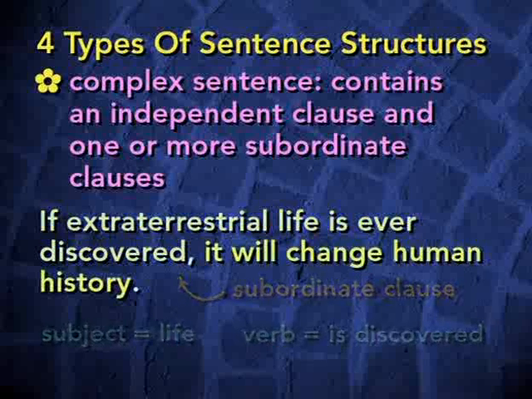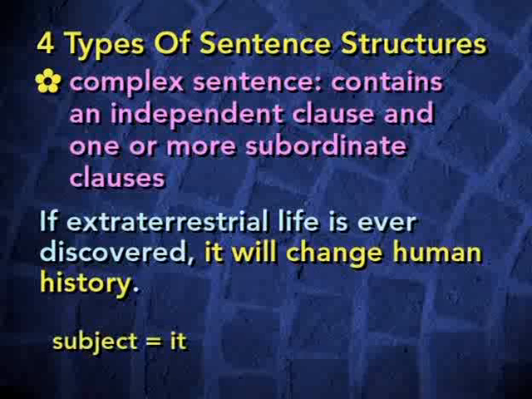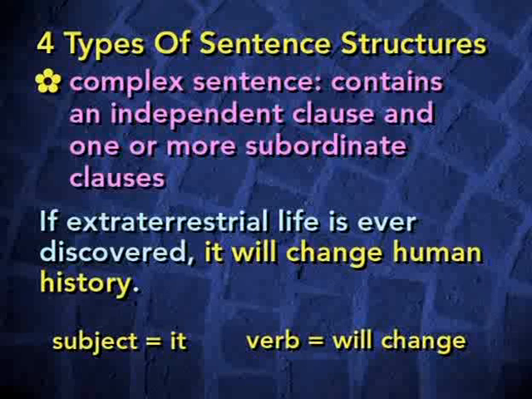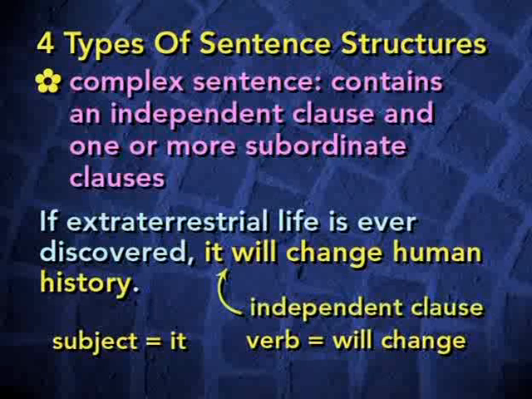The other clause reads, it will change human history. This is a clause because it contains a subject and a verb. The subject is it, and will change is the verb. It will change human history. Now, could this clause stand alone as a sentence? Yes, it could. It expresses a complete thought. It will change human history. That could be a sentence by itself. So this is an independent clause.